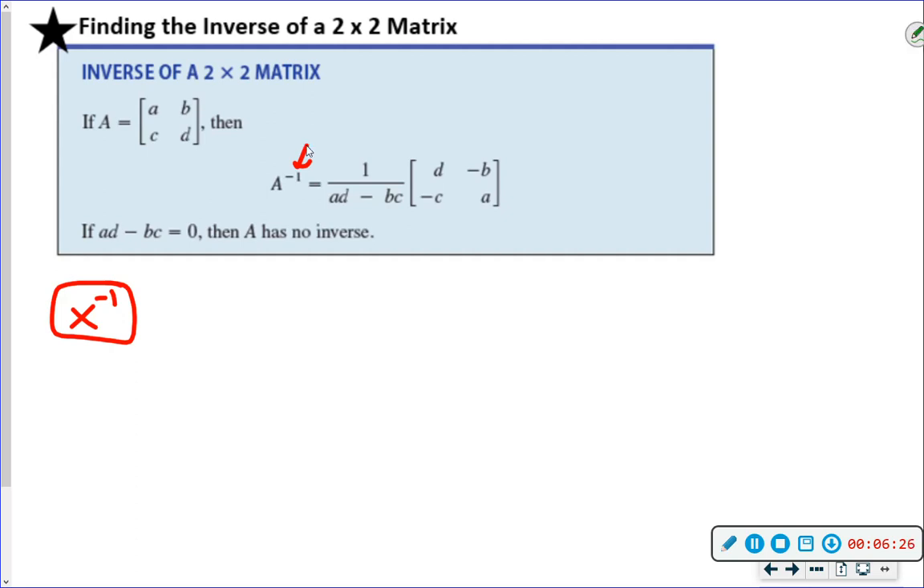So notice the first calculation is this. You're going to do a times d, so you're basically multiplying on the diagonals, minus b times c. And that, of course, will be a value, some sort of number you will get. Notice if it's 0, you can't do it. 1 over 0 is undefined. We can't multiply by undefined. It's just weird. Won't be able to do it.